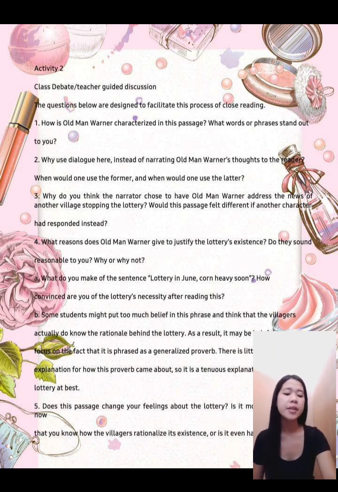The last one, number 5. Does this passage change your feeling about the lottery? Is it more understandable now that you know how the villagers rationalize its existence, or is it even harder to believe?